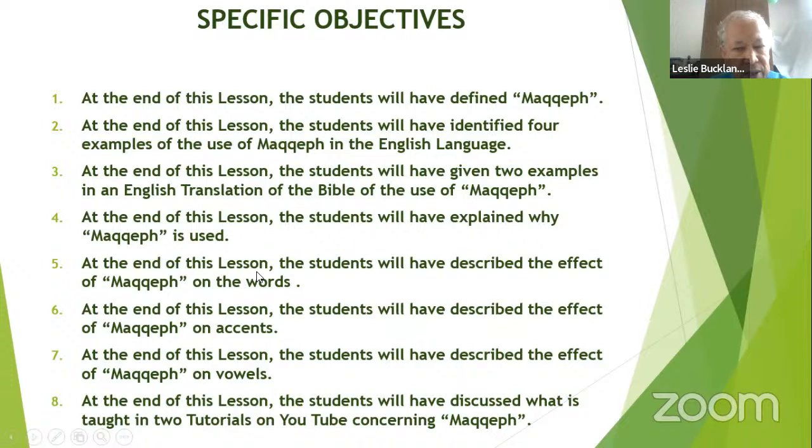5, at the end of this lesson, the students will have described the effect of Makef on the words. 6, at the end of this lesson, the students will have described the effect of Makef on accents. 7, at the end of this lesson, the students will have described the effect of Makef on vowels. 8, at the end of this lesson, the students will have discussed what is taught in 2 tutorials on YouTube concerning Makef. Most likely, I will ask you to look at this last one on your own, rather than during class time.